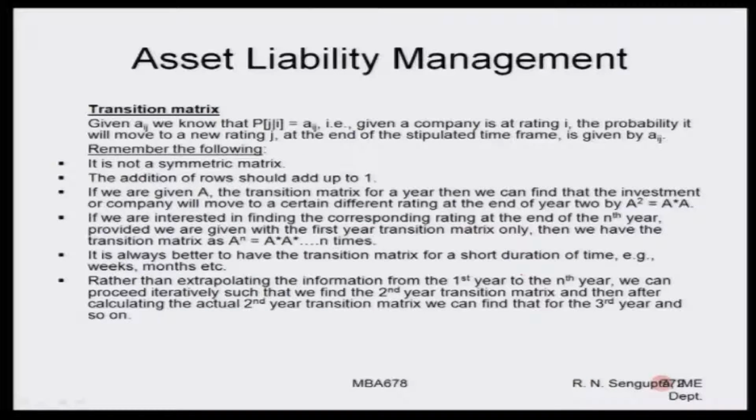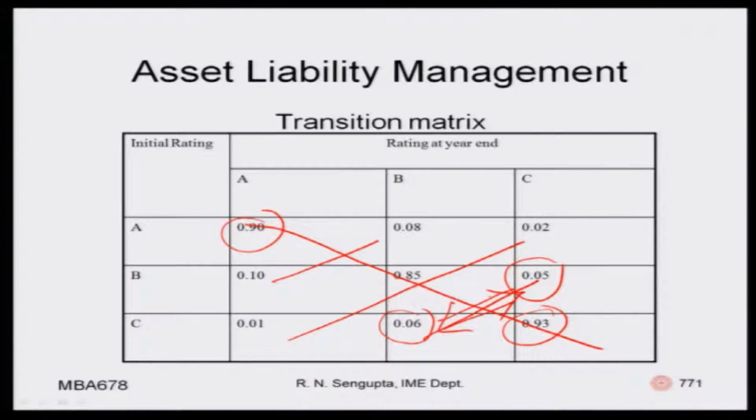Given Aij, we know the probability of J, given it was an I, is given by Aij. That is, given a company is at rating I, the probability that it will move to a new rating J at the end of the stipulated time is given by Aij. Remember, it is not symmetric, and the rows should add up to 1, because it is very simple to understand: if you are at A, you can either stay at A, go to B or go to C, so there are no other positions.